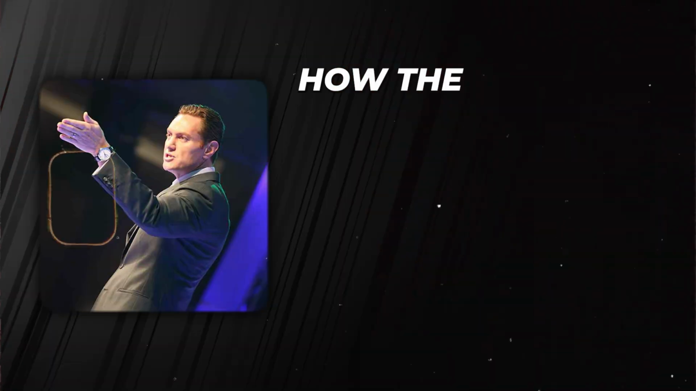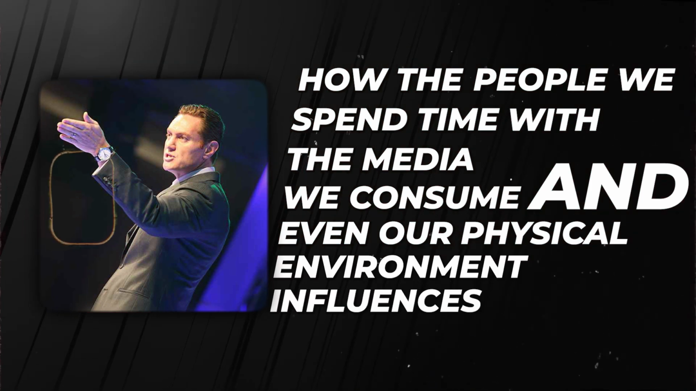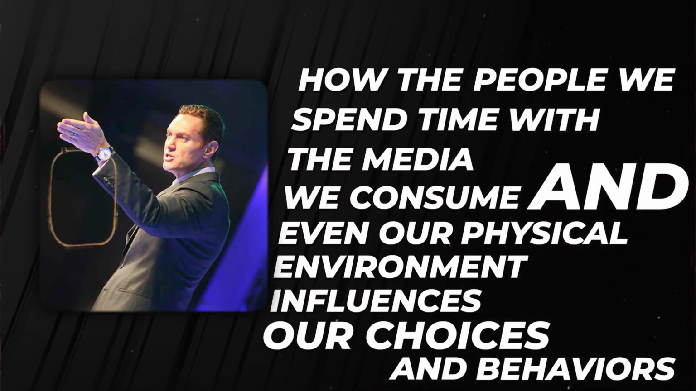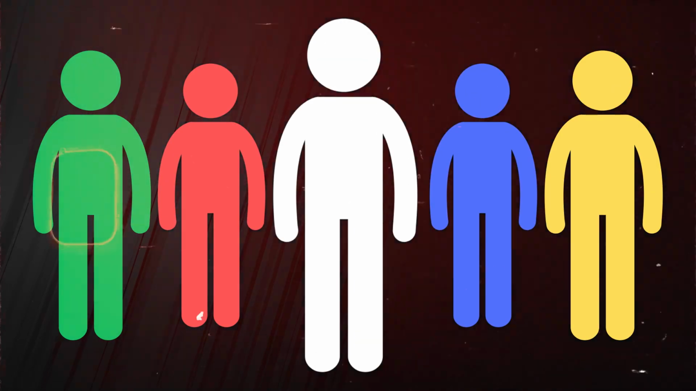Darren talks about how the people we spend time with, the media we consume, and even our physical environment influence our choices and behaviors. In this chapter, Darren shares a very inspiring story about his mentor, Jim Rohn, who taught him one of life's most powerful lessons. You are the average of the 5 people you spend the most time with.